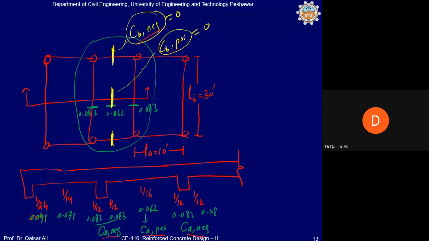It will have the CA negative and CA positive coefficient values because the load transfer is along the shorter direction. But CB negative and CB positive are 0 because there is no load transfer along the longer direction. Okay, clear so far?